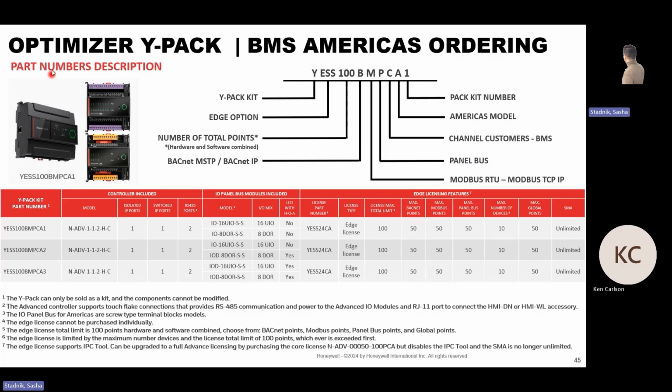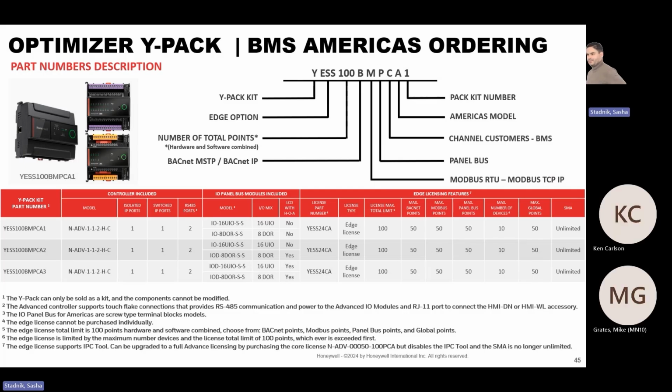So this is the advanced controller, but it also contains 1 16UIO and 1 8DOR. If you choose the number 1, it will not contain a display. Those 2 I/O modules do not have a display. The difference between the number 2 and number 3 part numbers is which one has a display or not. So the number 3 is again an advanced, 1 16UIO, 1 8DOR, and in that case you will have the display.